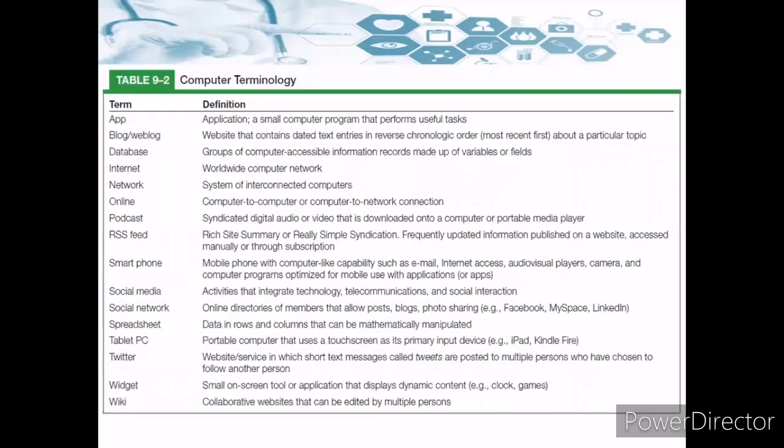Next, we have computer terminologies. Most of which are already common, especially in your generation. We have apps, blogs, weblog, Twitter, widget, and wiki. We also have your smartphone, a mobile phone with computer-like capabilities such as email, internet access, audiovisual players, camera, and computer programs optimized for mobile use with applications. So that's a smartphone. Okay, so take time to study these computer terminologies.